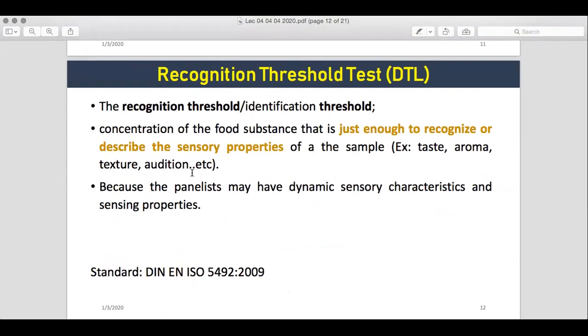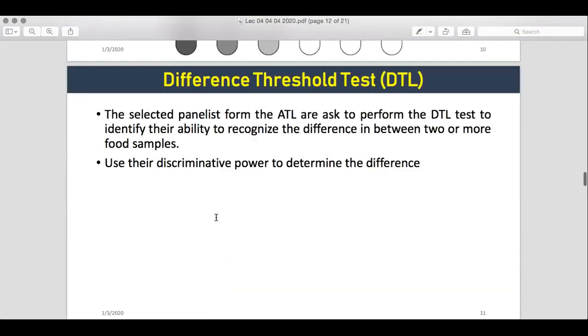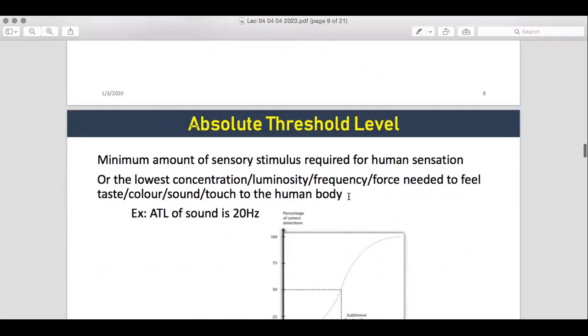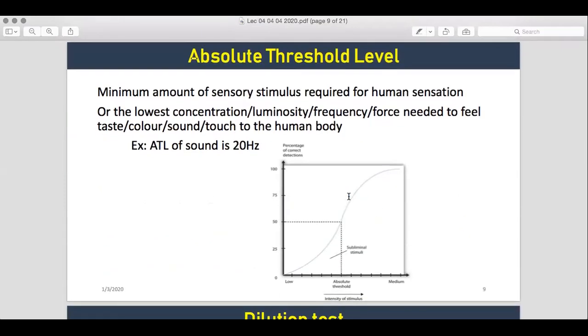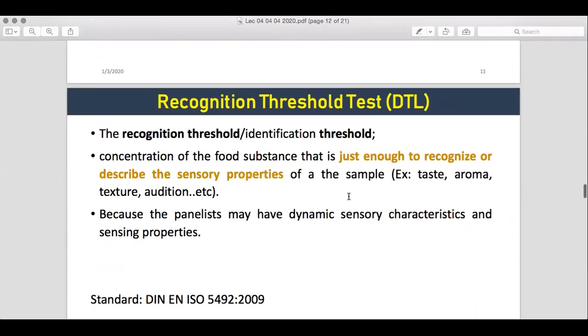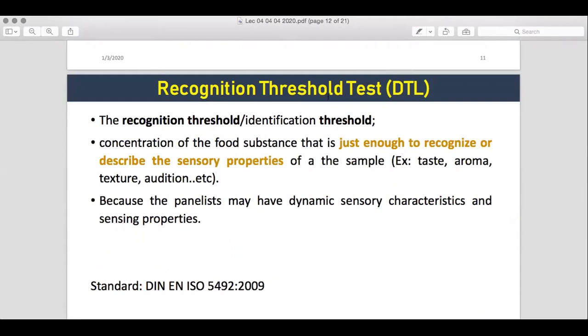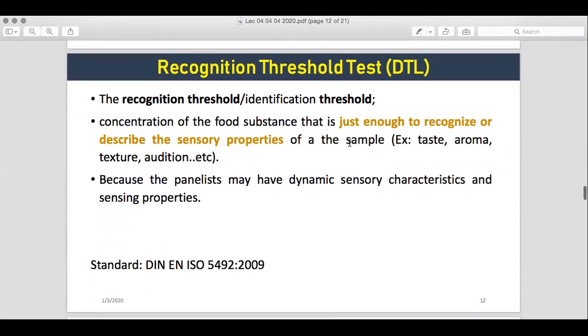Here, the concentration of the food substance that is just enough to recognize or describe sensory properties. Right? Recognition threshold level is just above the absolute threshold level. Absolute threshold level means at what stage he or she starts to sense. But recognition threshold level means at what stage the panel member can recognize or describe the sensory properties. So the recognition threshold is a little higher than the absolute threshold. Right? Understood?